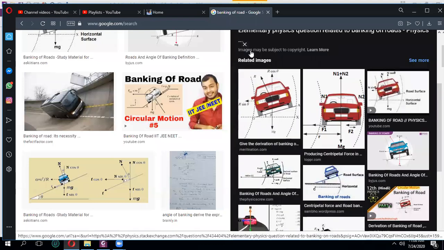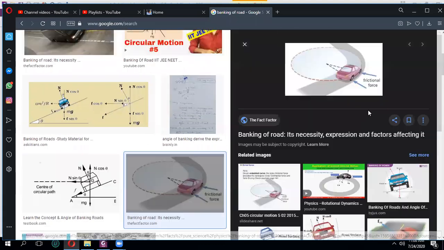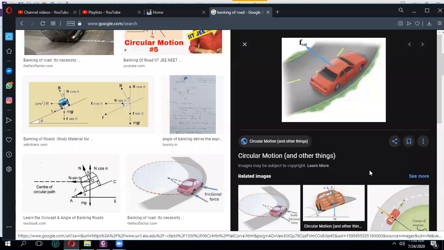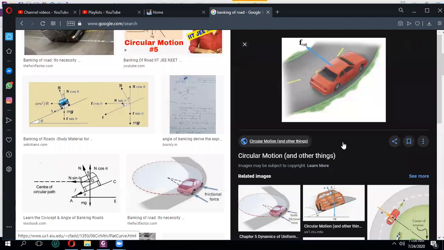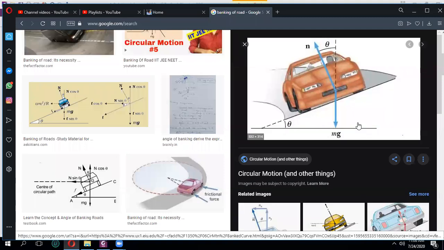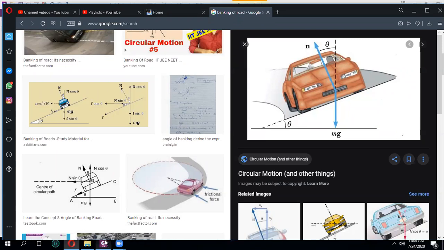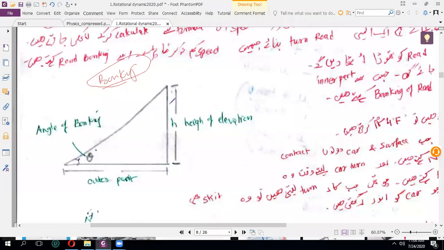Why are we making a banking road? There are lots of reasons for making banking of road. First, see here, there are lots of examples, including the textbook example. I hope you understand how they are making banking of road. This is the middle of the road. At one side, at the terminal of the road, you have to pull the road up. So they are raising one side to a particular height, and that angle theta is called the angle of banking.